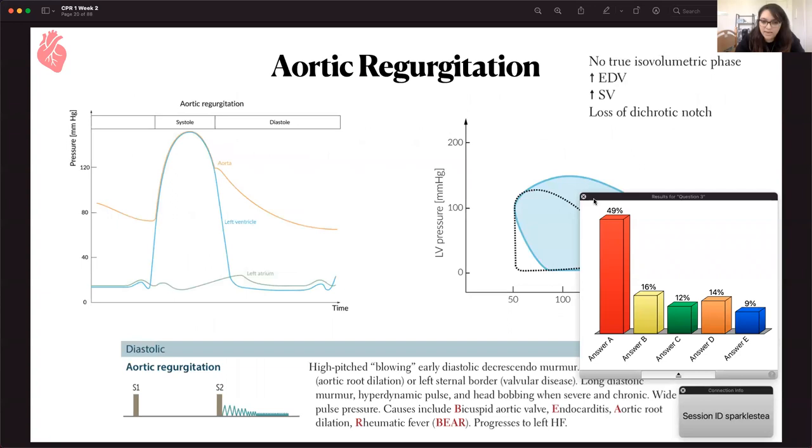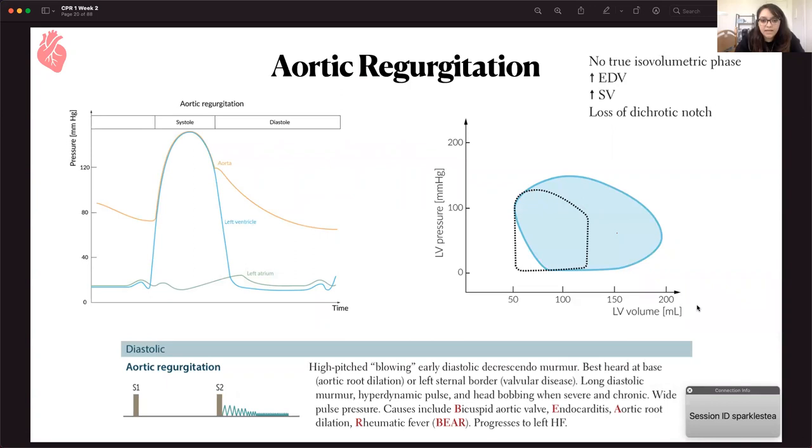Okay, I tried to take all the concepts that refer to aortic regurgitation and put them on one slide so you don't have to keep referring back to different lectures. Here you have the top part of the Wiggers diagram and then your PV loop. Be able to understand these PV loops, it's so important. Can someone explain generally what is going on in aortic regurgitation?